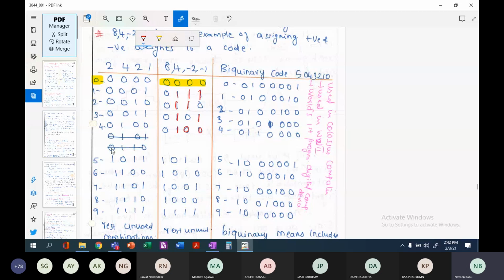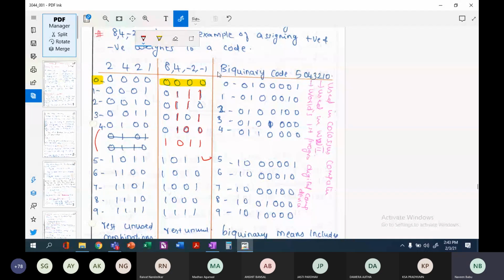So 5 will be a complement of 4. 6 will be a complement of 3. So what will be the complement of 0, 1, 0, 0? It will be 1, 0, 1, 1. So that is what is written for 5. Similarly, 1011 will be a complement of 0101. 1001 will be a complement of 0110. Right? So that is why it is said that these codes are actually the complementing codes.